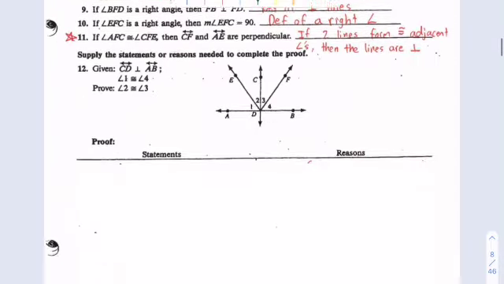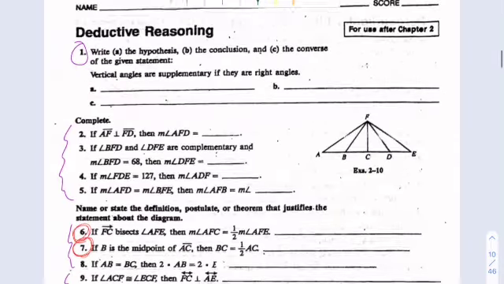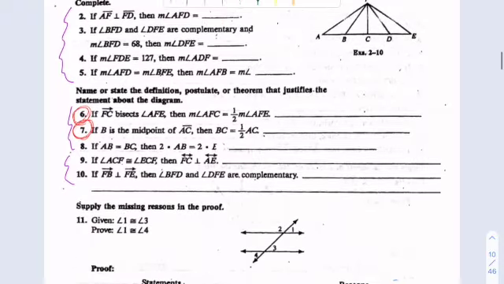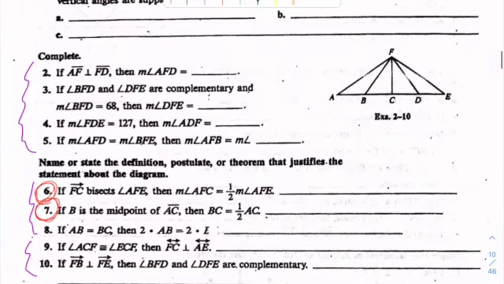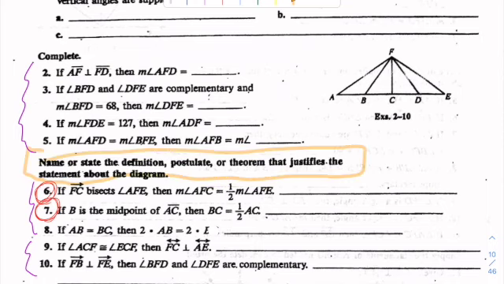Okay, flip over to the back real quick. Back. This one? Yeah, this one. I'm just going to do 6 and 7, okay? Because I don't think I went over 6. Let's just look here. Name or state the definition, postulate, or theorem that justifies the statement about the diagram. If FC, this is FC right here, bisects AFE, AFE is right here. Bisects, remember the word bi means two, sex as in sections, so it splits into 2 sections. Right, it splits angle AFE, the one in blue, into 2 sections.